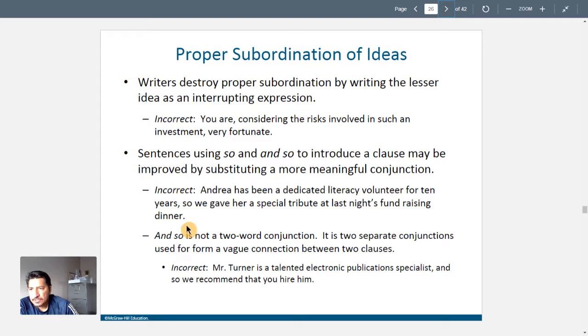They're giving us these thoughtful ideas where you can avoid those words or the two-word conjunction. For example, it is a separate conjunction used for a connection between two clauses. So this is an incorrect way of writing a sentence, like: Mr. Turner is a talented electronic publication specialist, and so we recommend that you hire him.